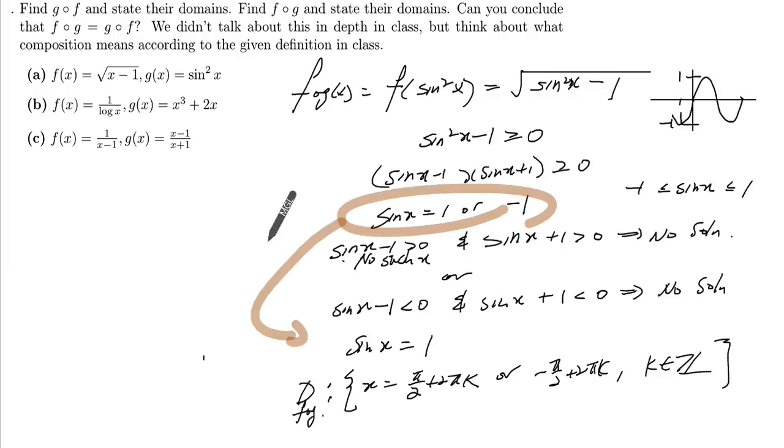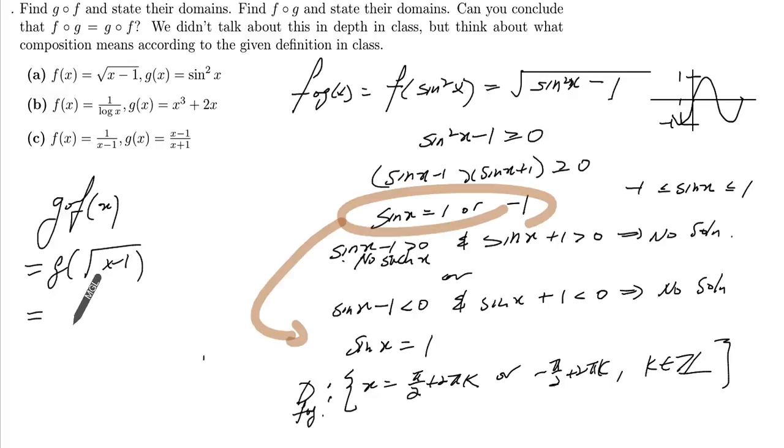So the story is going to be different for G∘F. G∘F at x is g at root of x minus 1. So we get sine of root of x minus 1, squared. The domain of this one is simple. It's just what's under the root. So x minus 1 is greater than or equal to 0, so x is greater than or equal to 1. That's the domain. That's a lot simpler, just because the composition is the other way around.